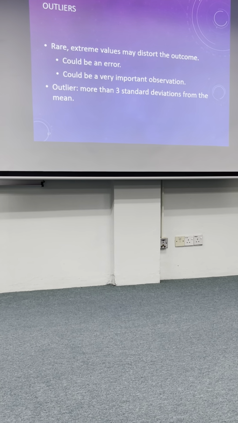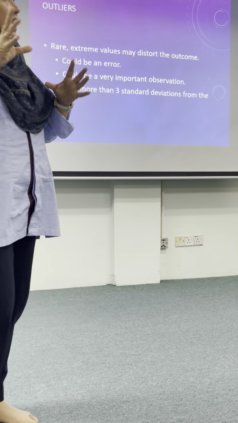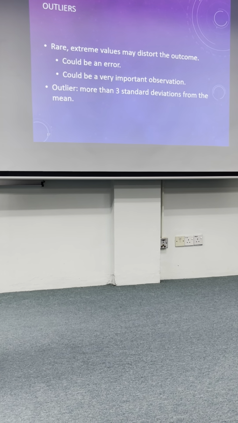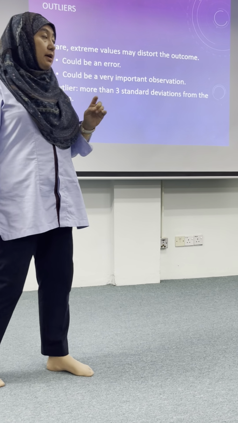Okay, so this outlier here we define as a rare or extreme value which may distort the outcome. We have seen, based on Minitab, there are 4 points that are considered unusual observations. If you remove those 4 points, you will get a new regression line. So that's why it is said that it will distort the outcome. Your regression model will not be the same.